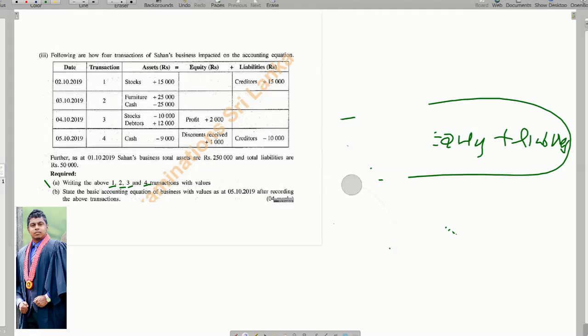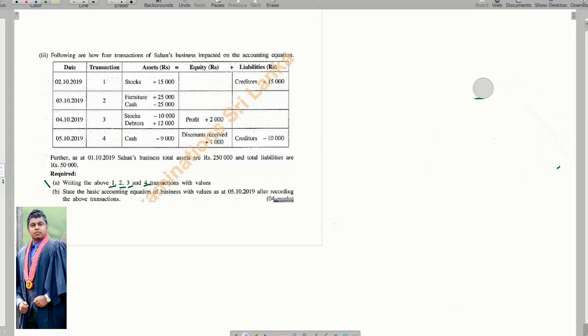It is compulsory at O level, at A level, and at university. You are required to know this accounting equation, because all the financial statements and all the accounting information are based on it. So here it says the basic accounting equation, and here we can do the first one.